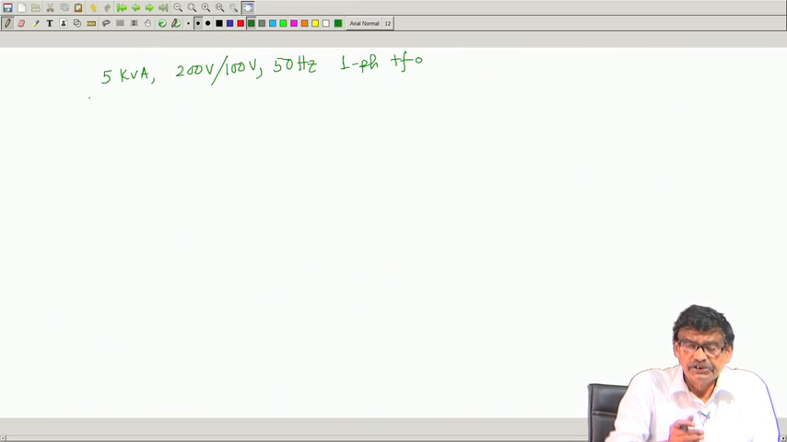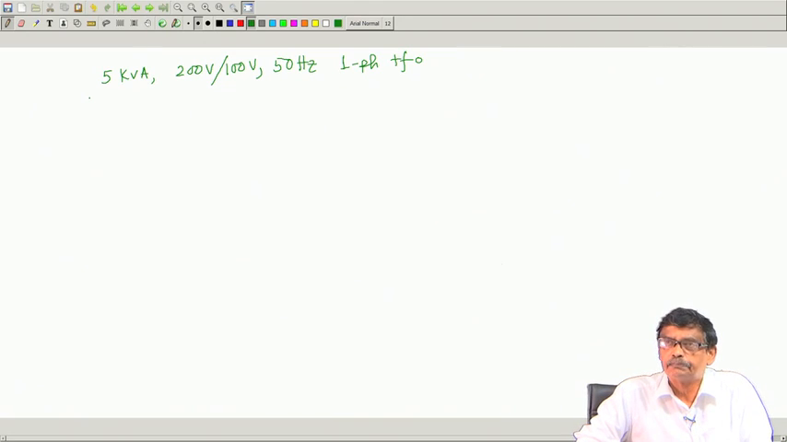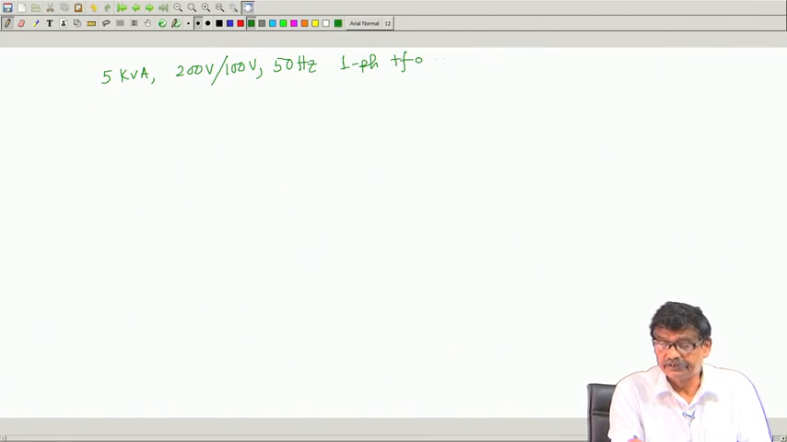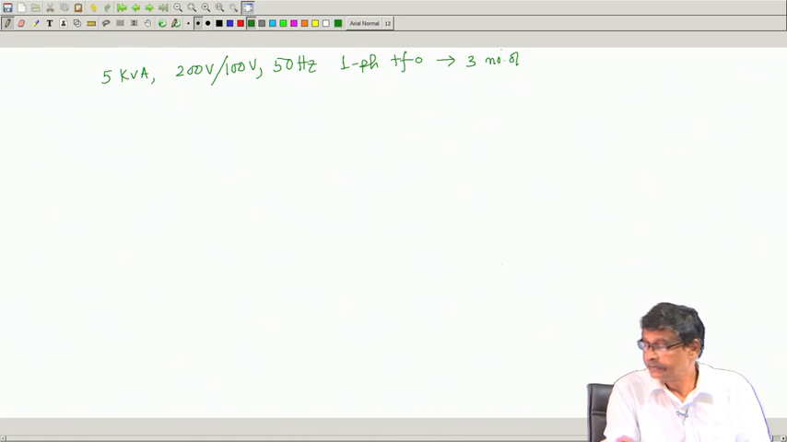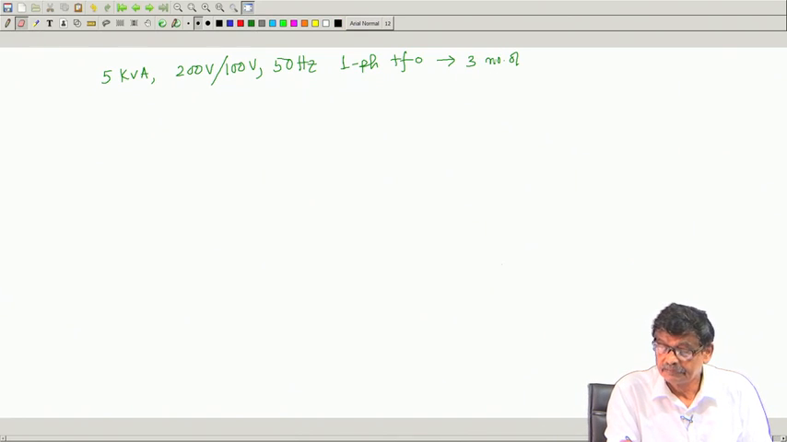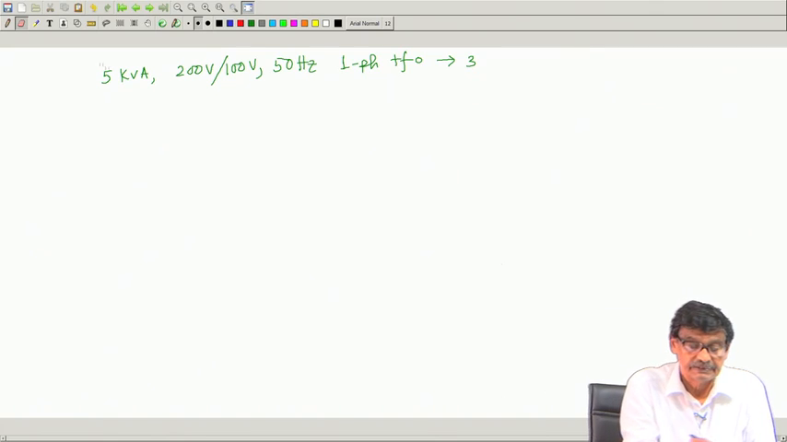Okay. Therefore, each transformer will have its primary and corresponding secondary. For example, there are three such transformers. You take 3 such transformers.